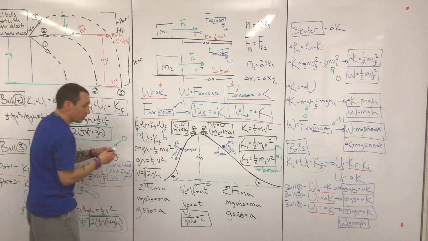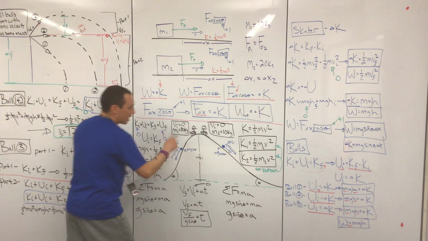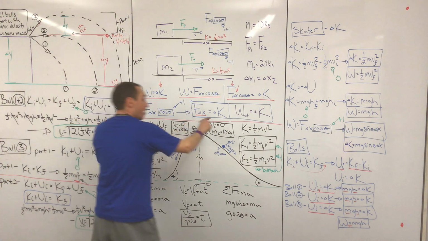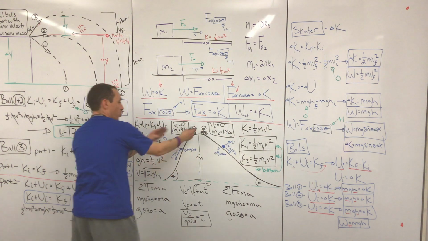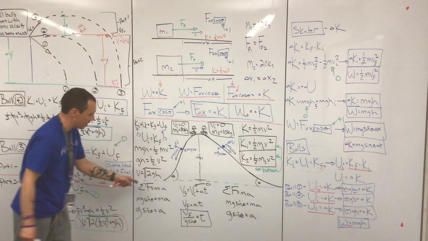So again, I didn't do two different works for these skaters because it's the same work for both skaters. So what should you do? You want to do this work for one skater, and then on the other side, do this work for the other skater, but it'll be the same, right?